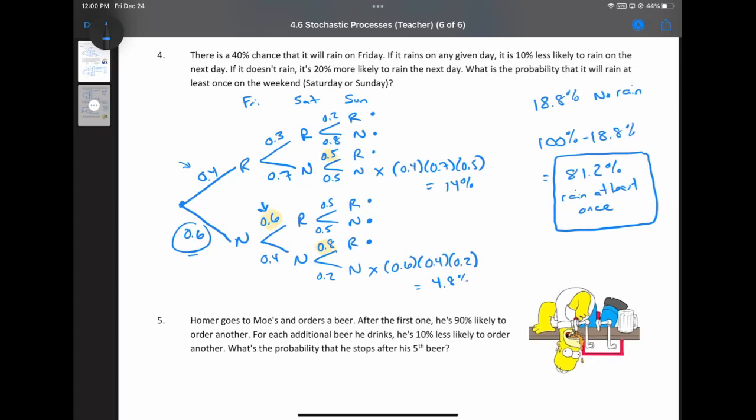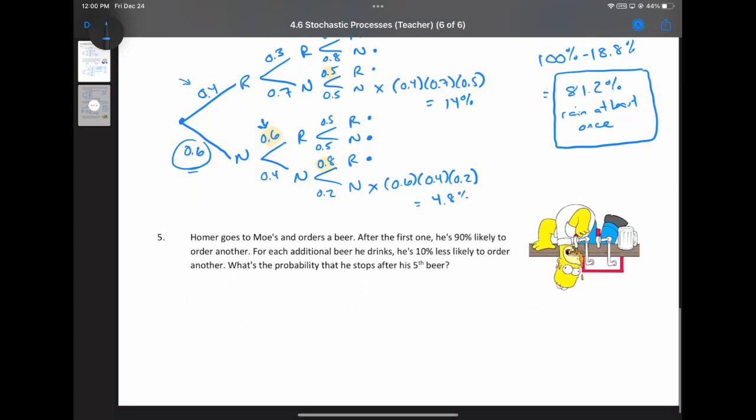Okay, one more to finish this off. And one thing I'm going to point out here before we get started is it looks like I should have left a lot more room than I did. This one is a special question, and you'll see why in a second. So Homer goes to Moe's and orders a beer. For those who don't know, Homer goes to Moe's bar quite often in The Simpsons and drinks quite a bit of beer. After the first one, he's 90% likely to order another, and for each additional beer he drinks, he's 10% less likely to order another. What is the probability that he stops after his fifth beer?